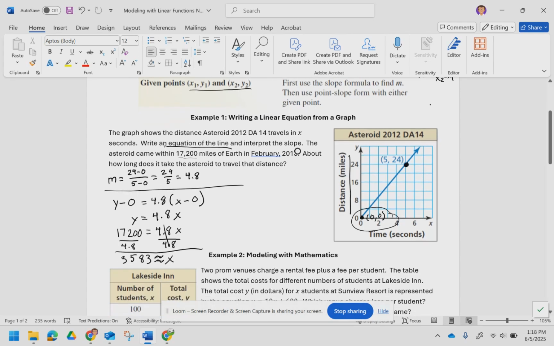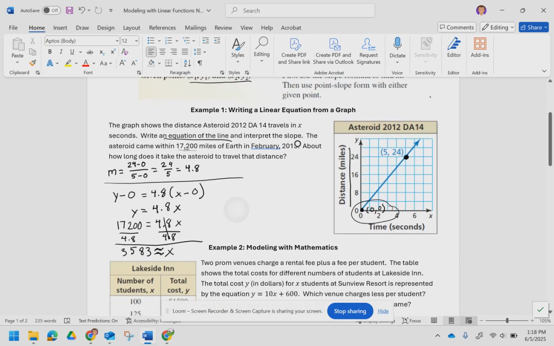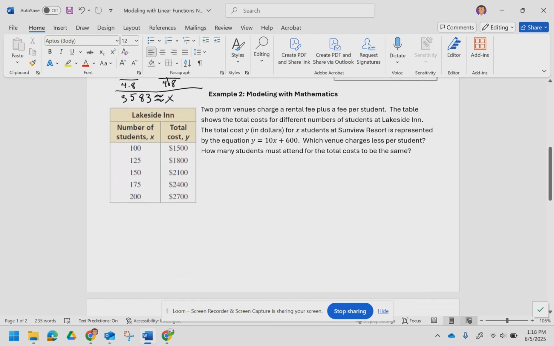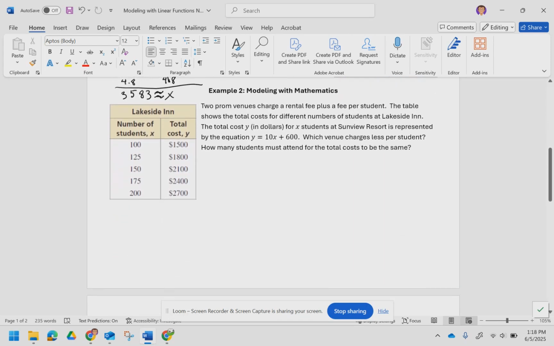So we've now used our equations. We've found some interpretations. We could then divide that by 60 to figure out how many minutes it is. But because it was that close to Earth, that's really not a long time that it would take if it was on a collision course for it to have hit the Earth. Something to think about. All right, let's look at another one.